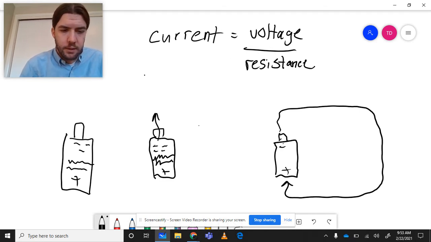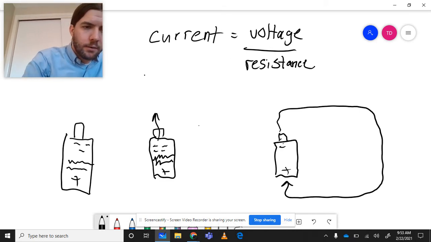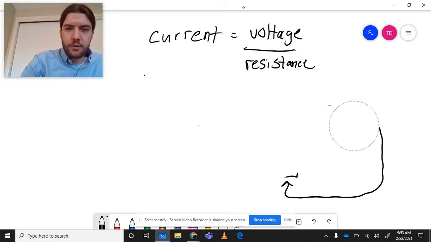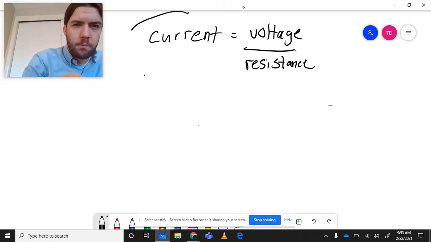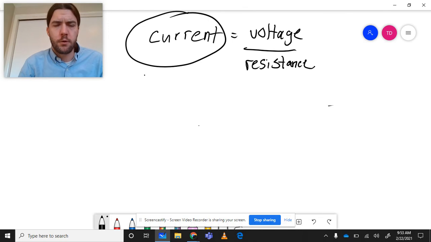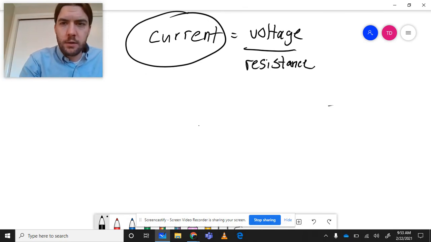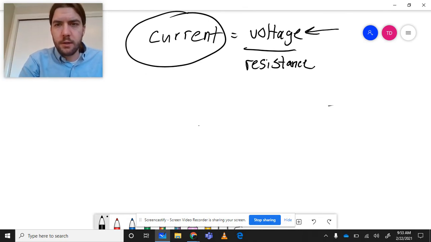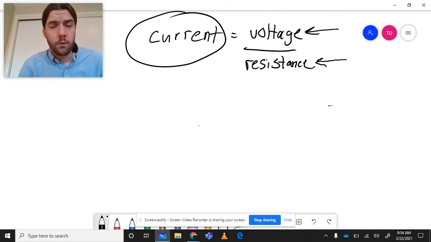So regardless, the example we're getting here is about current, voltage, and resistance. It's just saying that how much electricity flows through a circuit depends on two things: how hard that electricity is getting pushed through the circuit and how much that electricity is getting slowed down on its way through the circuit.